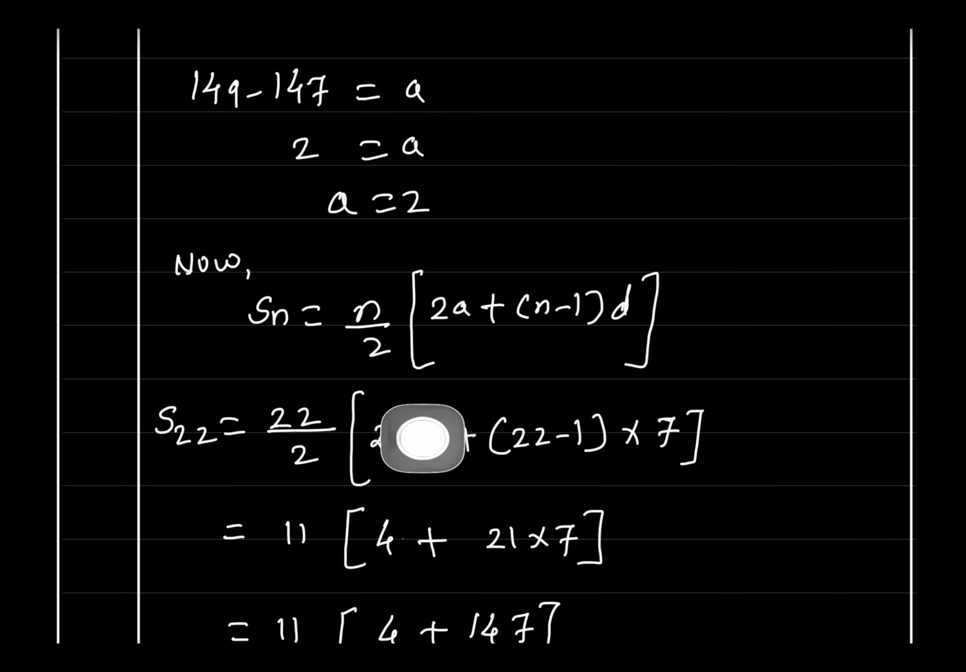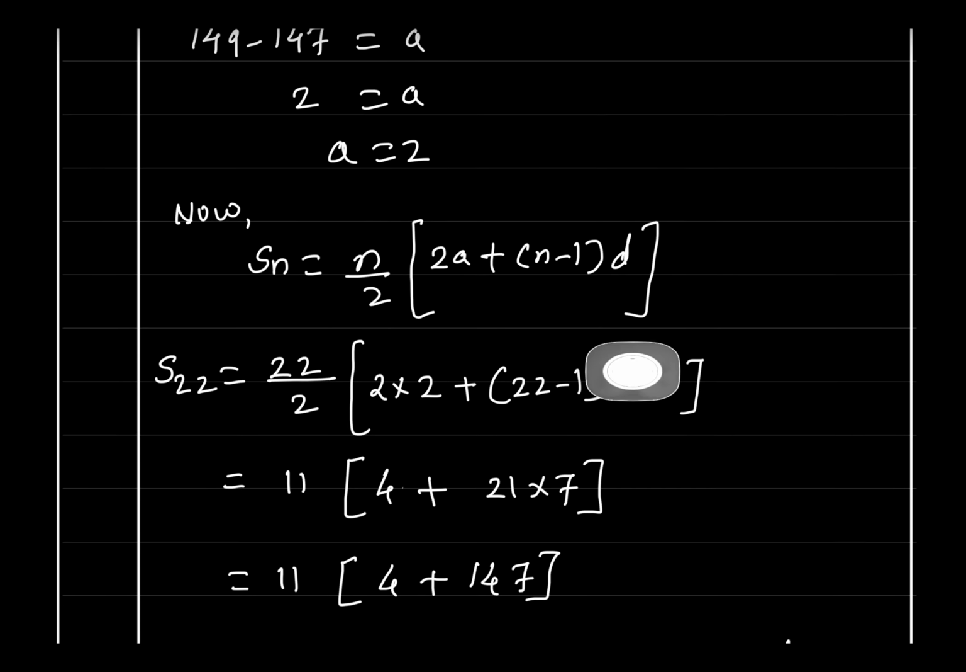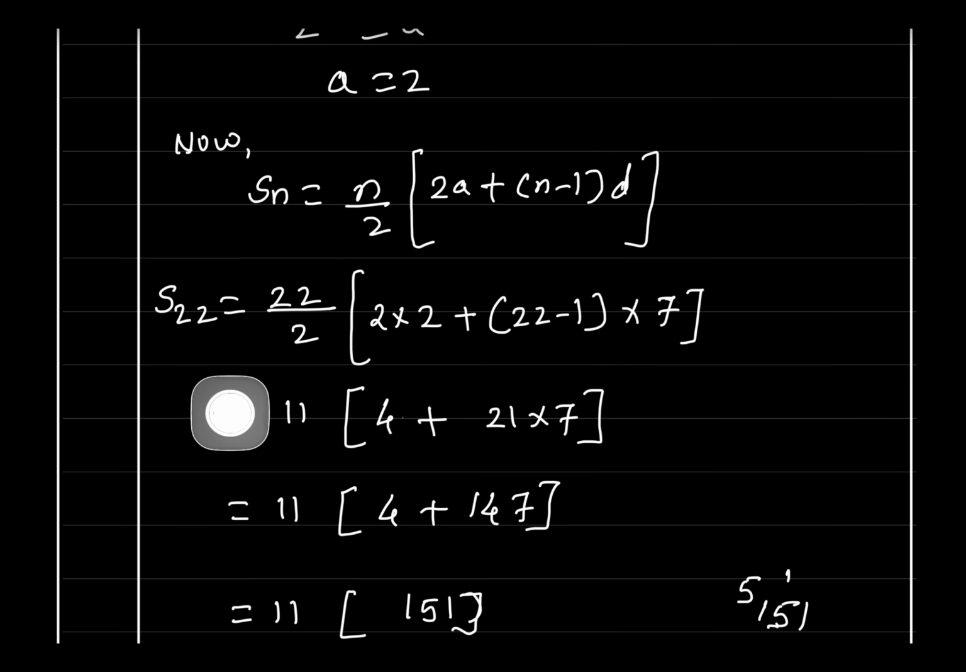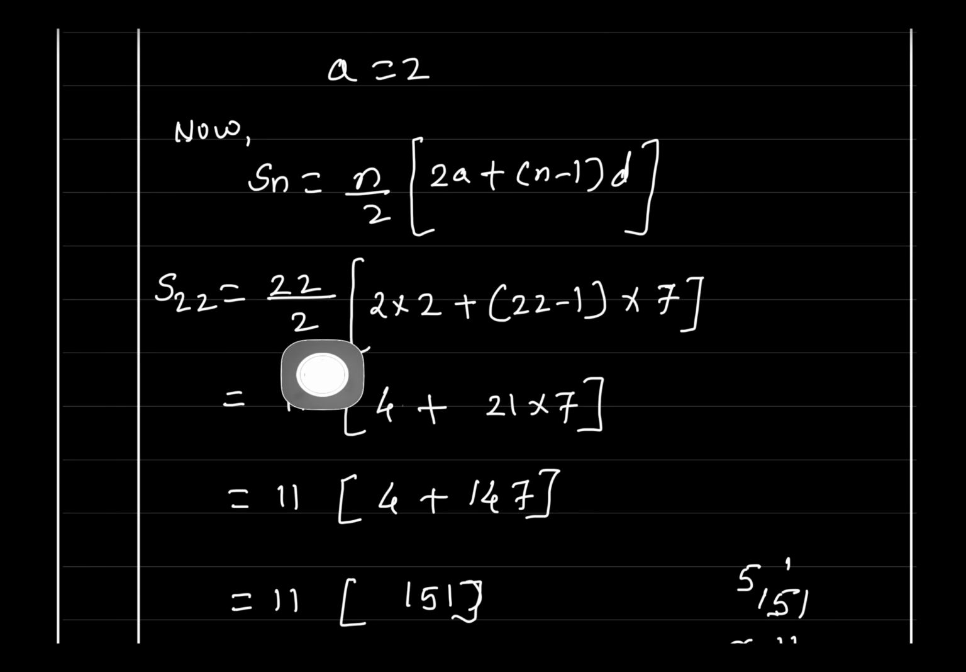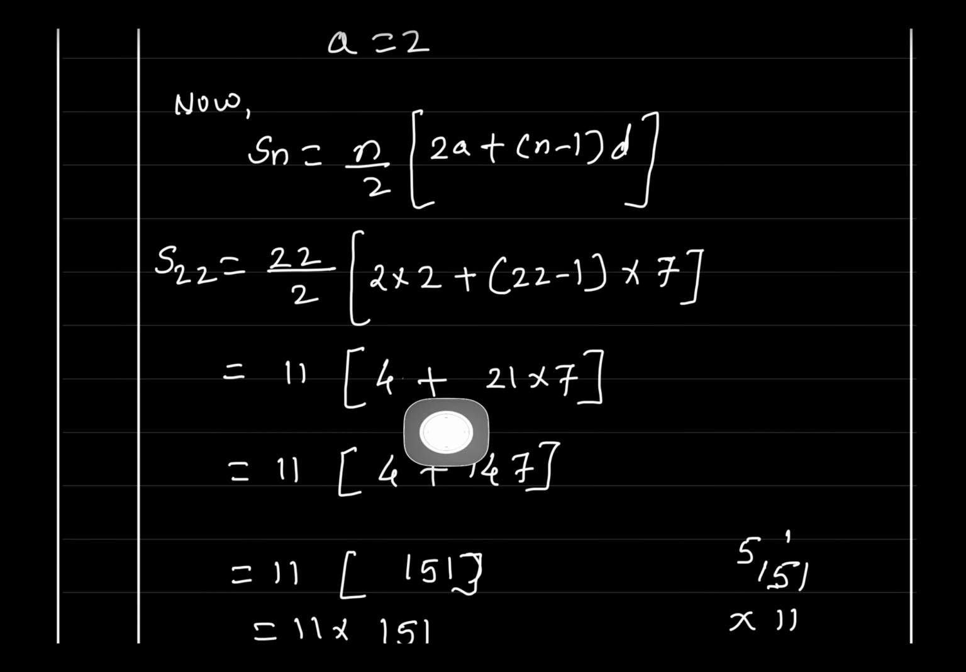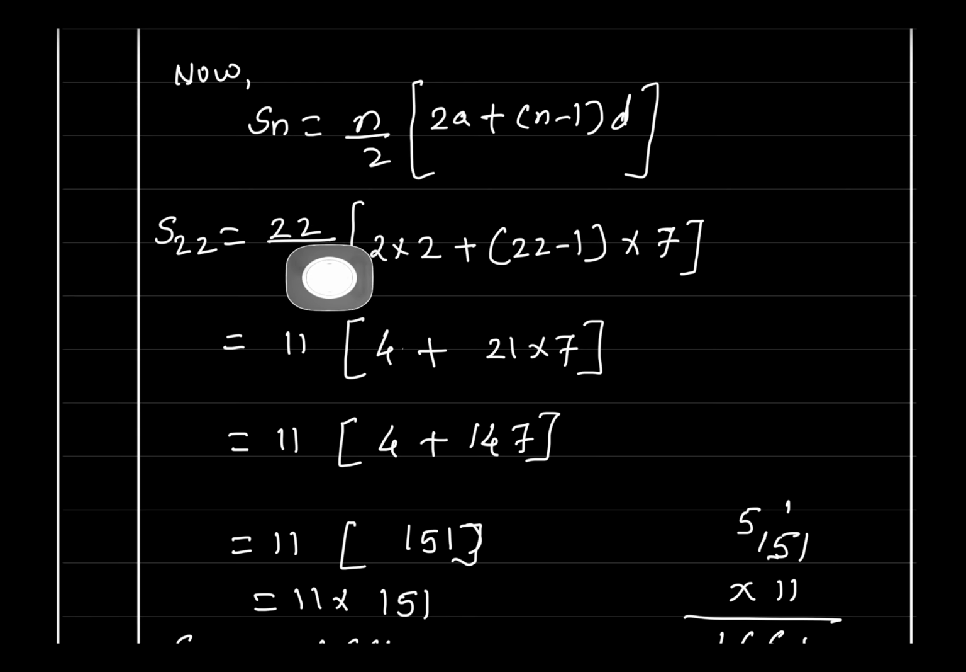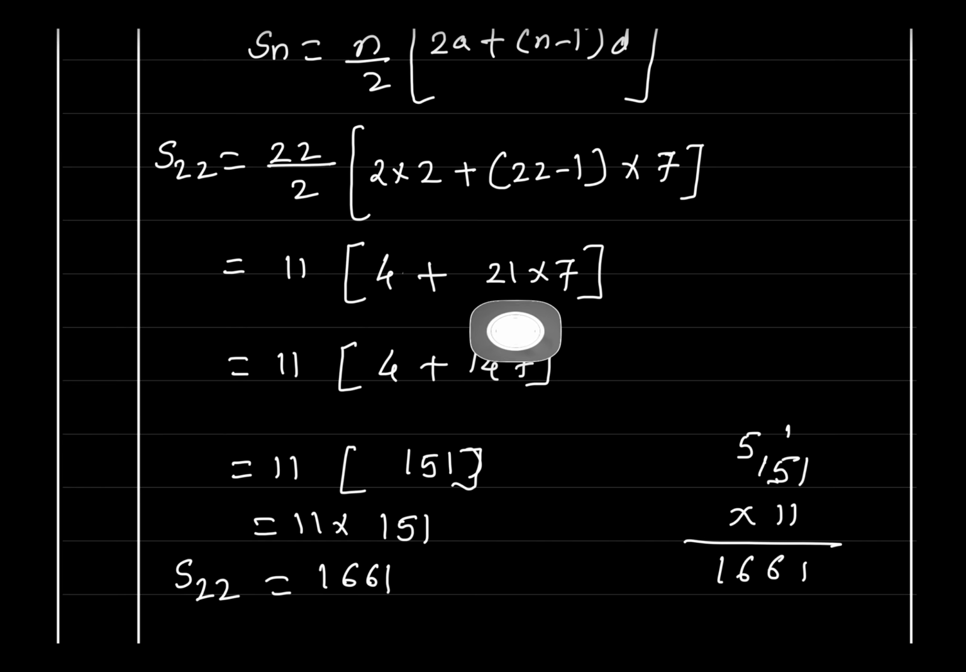Now Sn equals n upon 2 into (2a plus (n minus 1) into d). Now see here, n we know, a we know, and d we know, so we can find S22, the sum of the 22 terms. So n is 22 upon 2, then in bracket 2 into 2, since a we just got is 2, plus (22 minus 1) into 7. And this 22 upon 2 is 11, so 11 in bracket 4 plus 21 into 7.